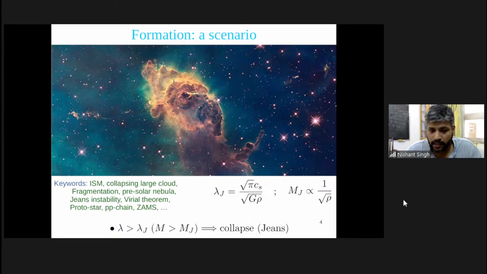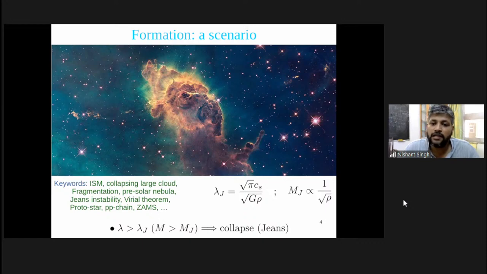There is a criteria, and you might have been told about the Jeans criteria or Jeans instability that governs this collapse. Basically, if the perturbation in the interstellar medium occurs over a length scale which is very large. Of course, the density is very small, but if I go to very large distances or take a very large size, then the mass contained in that very large nebula, or very large piece of the ISM, can actually become very large.